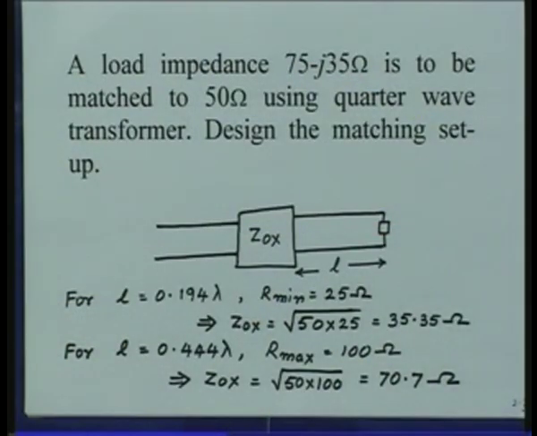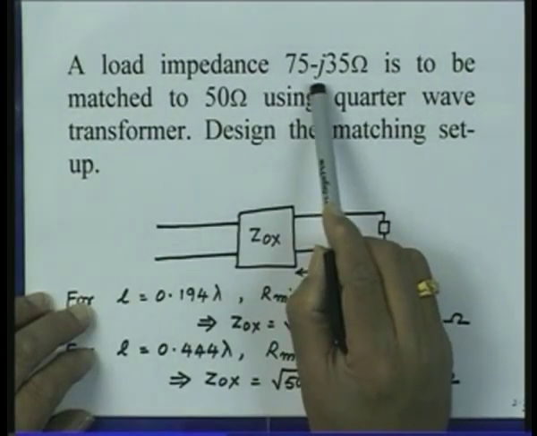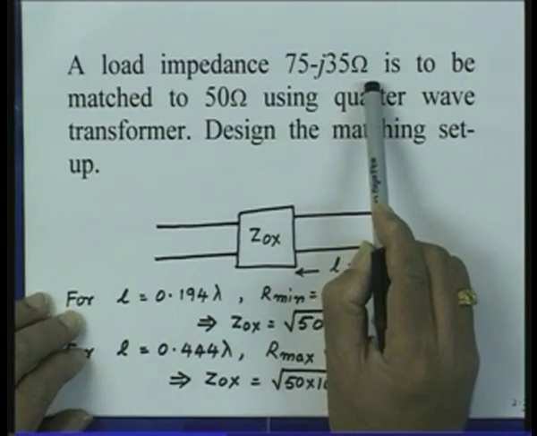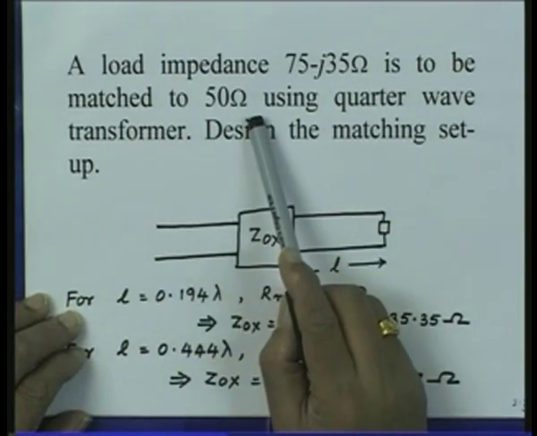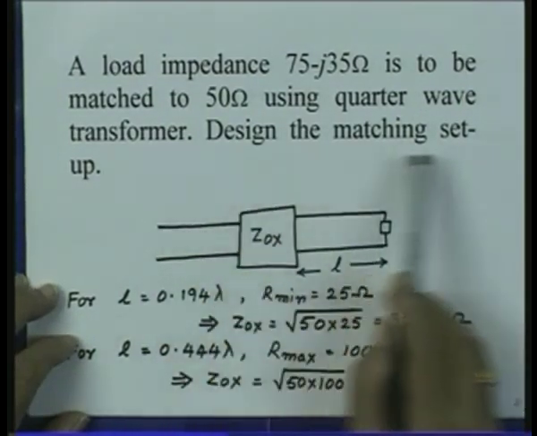Let us now take a problem for the quarter wave transformer. Again, we will consider a general problem here, where the impedance to be matched by using a quarter wave transformer is not a real impedance. Let us say a load impedance of 75 minus j 35 ohms is to be matched to 50 ohms using a quarter wave transformer. Design the matching setup.